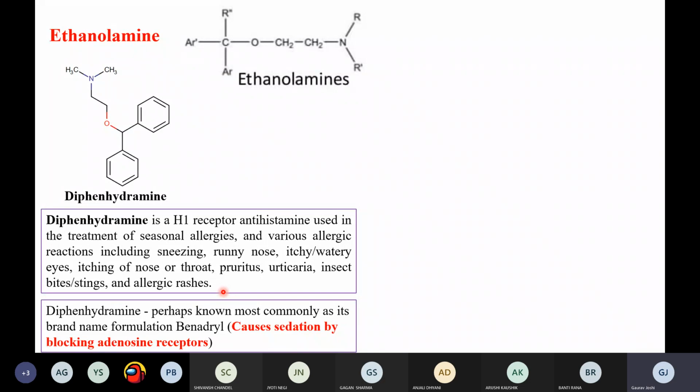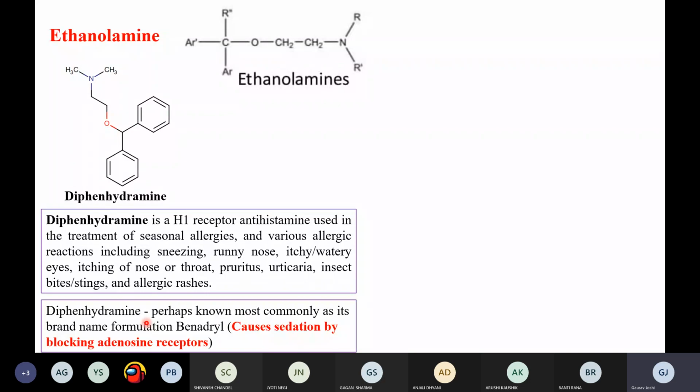In the cough syrup. But you might also know that this diphenhydramine causes sedation, right? It causes sedation by blocking the adenosine receptor, right? So this is a major problem with this category of molecule because it is blocking the adenosine receptor. So you might have heard the name Benadryl cough syrup, right? This drug is the active ingredient of this cough syrup, Benadryl, right? So now this was the problem, right?